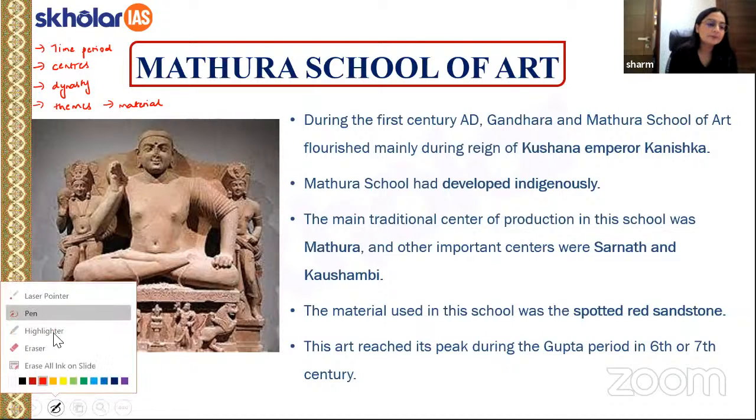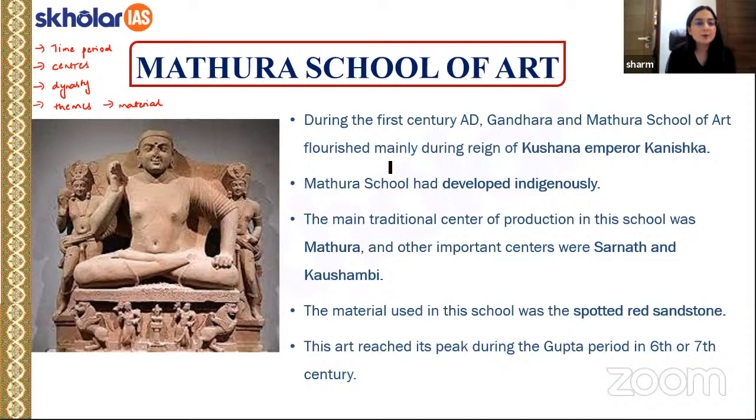Let's begin, students. Now, first of all, as I have told you, the first thing that we need to know is the time period in which any particular school of art began and under which dynasty. Having said that, students, the first point in Mathura School of Art that we need to remember is that it flourished or started during the 1st century AD, and it flourished mainly during the reign of the Kushan Emperor Kanishka. So the dynasty is Kushan, and the prominent emperor during which the Mathura School of Art flourished was Kanishka. All right, and the time period will be 1st century AD.